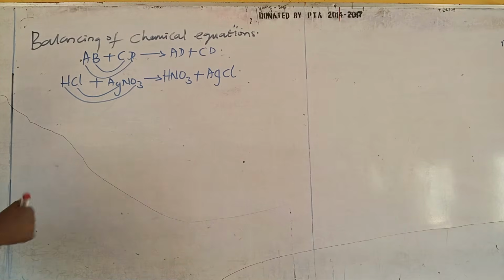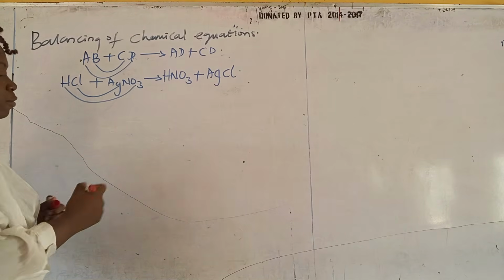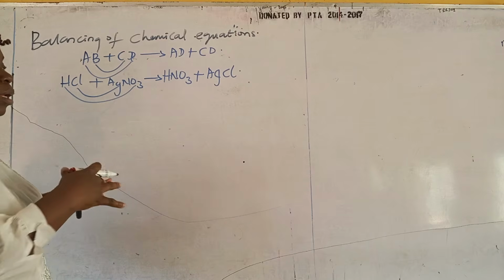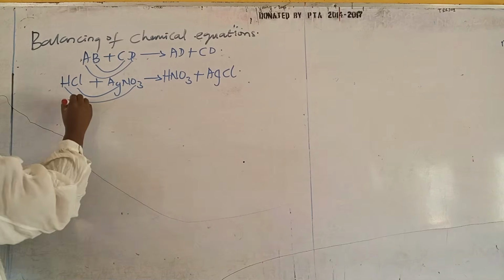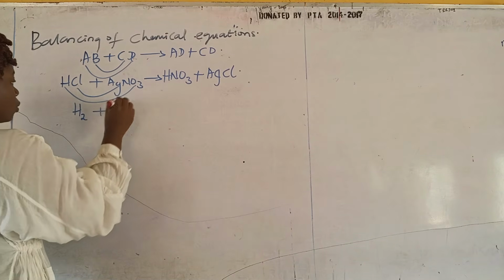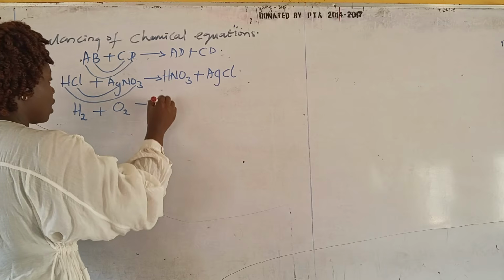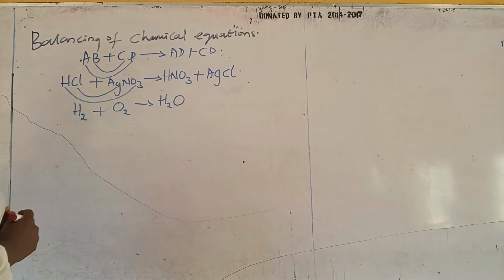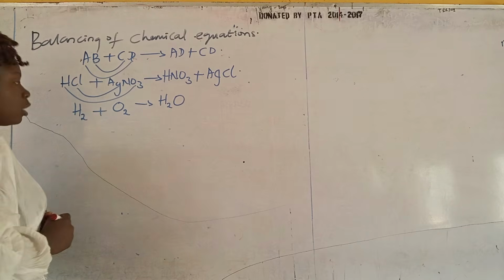Okay, then there's another one that we'll call the combination reaction, whereby you have two elements coming together to form a compound. So for instance, maybe you have your hydrogen plus oxygen to form what? Water, H2O. Okay, you have it to form H2O. So I'll have to balance it.